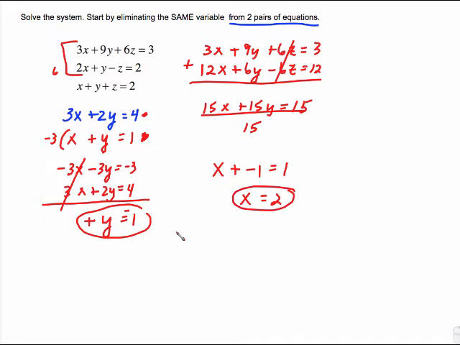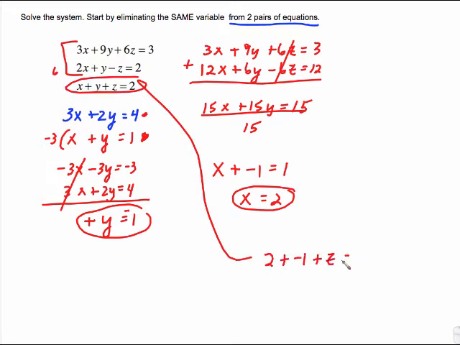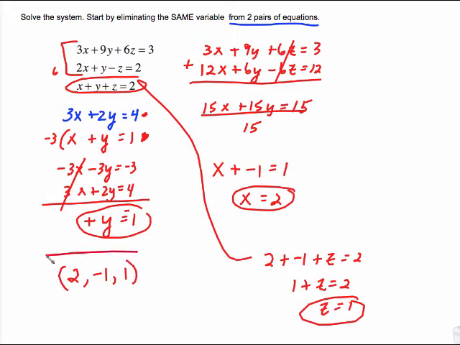Now I have two variables. I just have to plug into one of the original equations. I'll do this one because it's pretty easy. X is 2, y is negative 1, plus z equals 2. This gives me 1 plus z equals 2, or z equals 1, which means my ordered triple is 2, comma negative 1, comma 1. Remember, your ordered triple now has to be x, comma y, comma z, not what I found first, what I found second, what I found third.